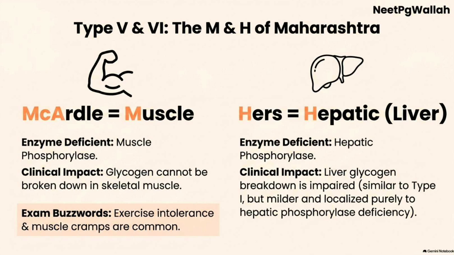Meanwhile, Hers disease, type 6, is a hepatic phosphorylase deficiency. Liver glycogen breakdown is impaired. It's kind of similar to type 1, von Gierke's, but it's much milder and localized purely to that hepatic deficiency.